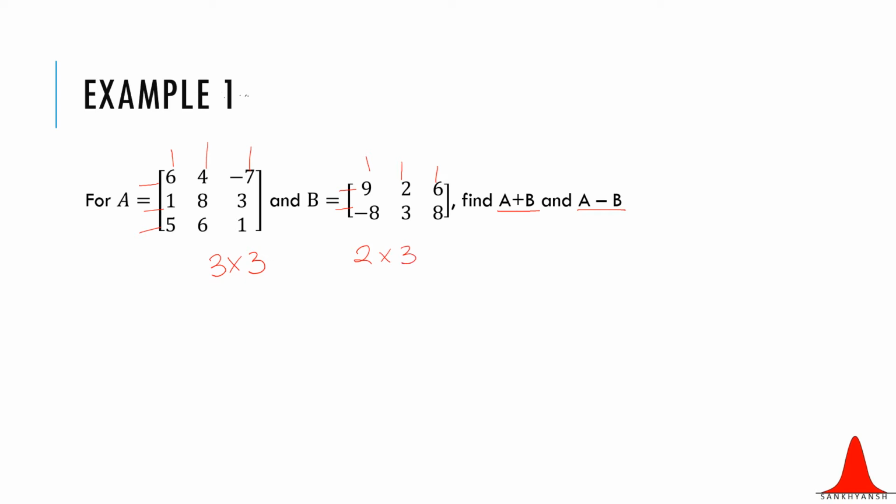Can these matrices be added or subtracted? No. Why? Because the orders are different. So matrix addition and subtraction is not possible. It is possible only when the orders of both the matrices are the same.